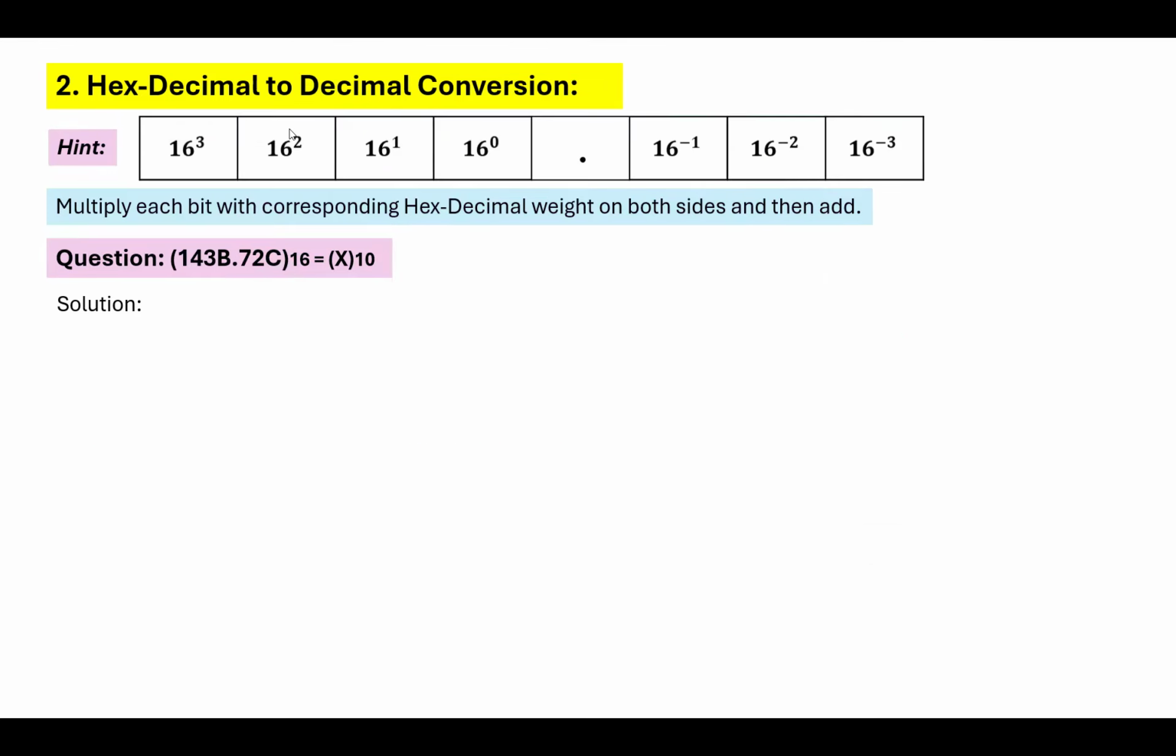Next conversion is hexadecimal to decimal conversion. To do this conversion, we should take the hexadecimal weights for the integer part and fractional part. For the integer part, the hexadecimal weight should always start from LSB. For the fractional part, we should start from MSB. The weights are 16 power 0, 16 power 1, 2, 3, and 16 power minus 1, minus 2, minus 3, based on the number of digits used in the given hexadecimal number.